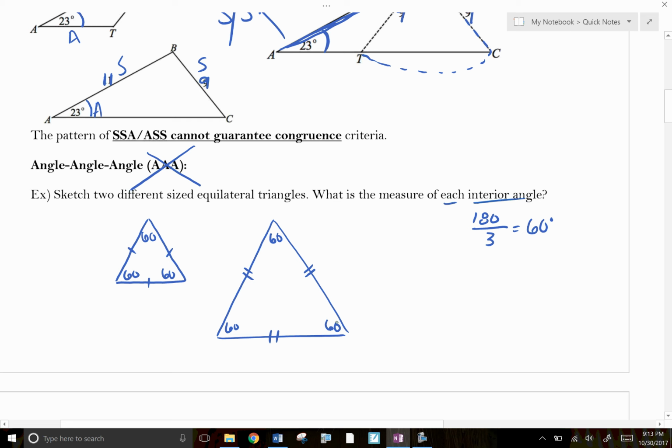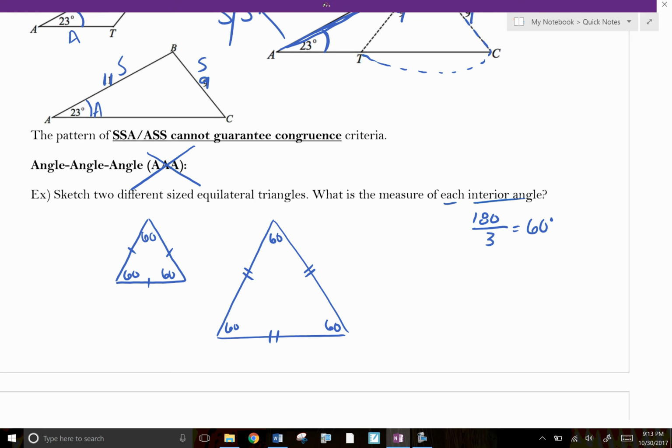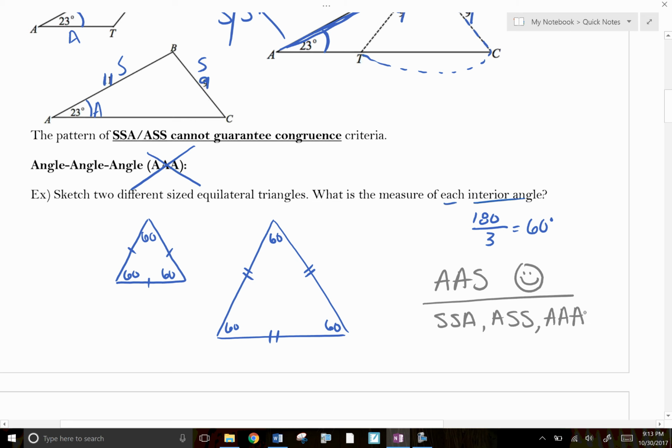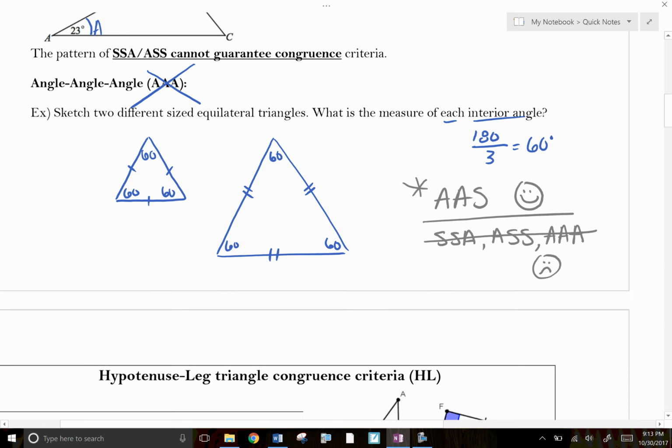AAA can make similar triangles, but of different sizes. Okay, so what did we just learn on this front page so far? We have learned that AAS is okay, but SSA, also known as ASS, and AAA, none of these guys are okay. So AAS, good. ASS and AAA, bad. Not going to use those.